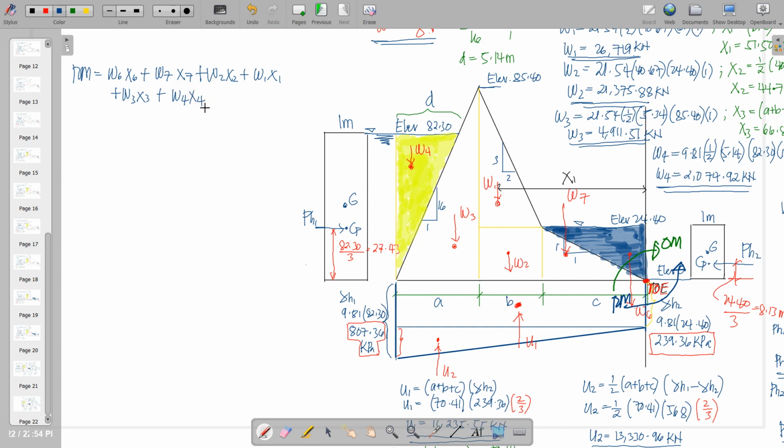Okay. What else? So PH2 will go along the direction of the righting moment also. So that is plus PH2 times the computed Z2, that is 8.13. Okay.